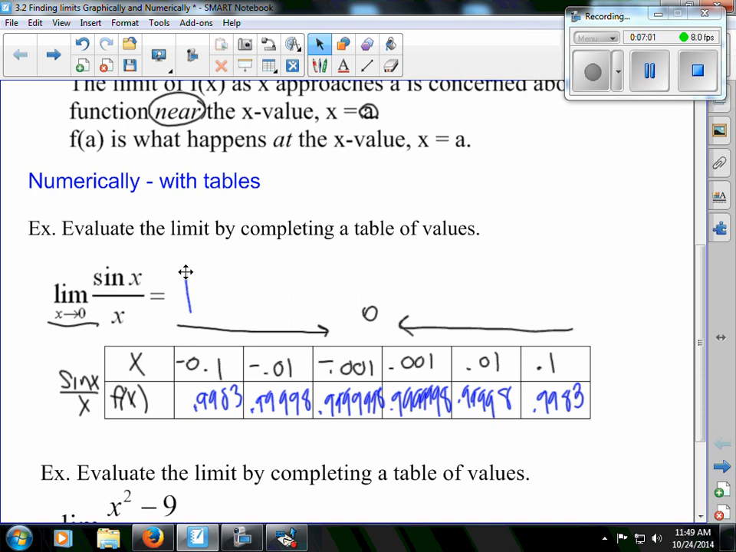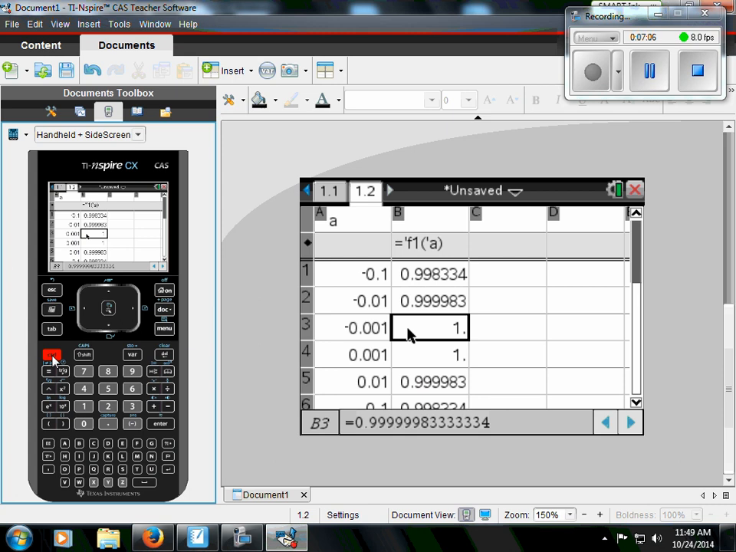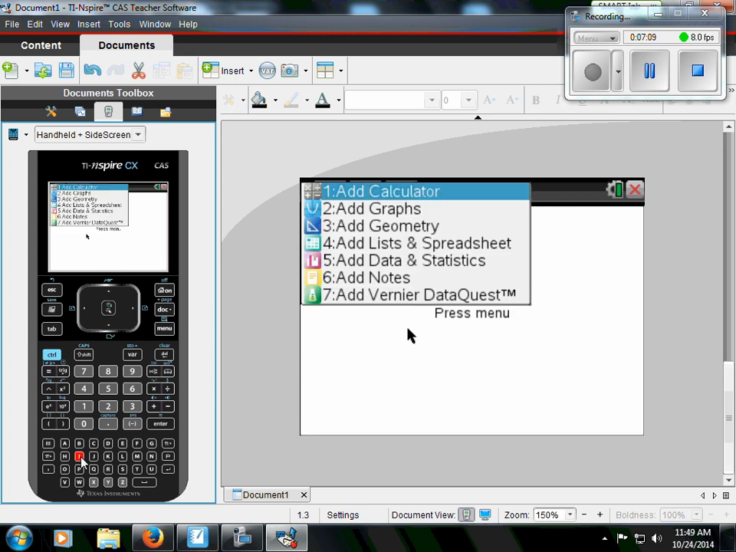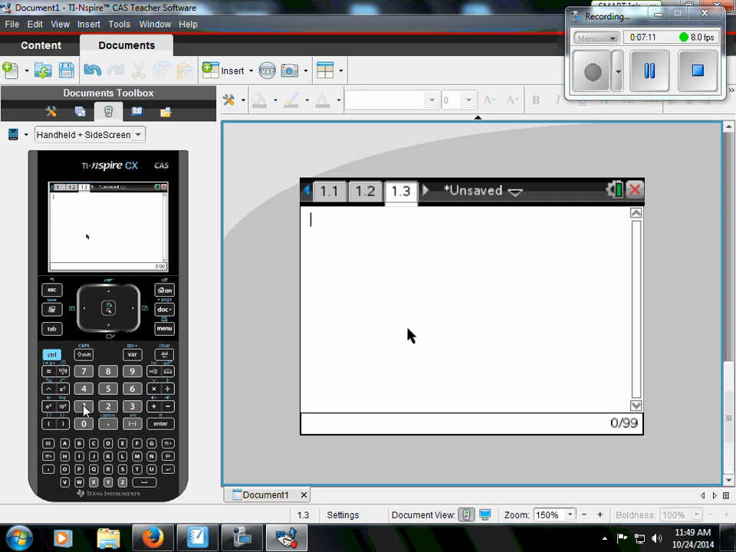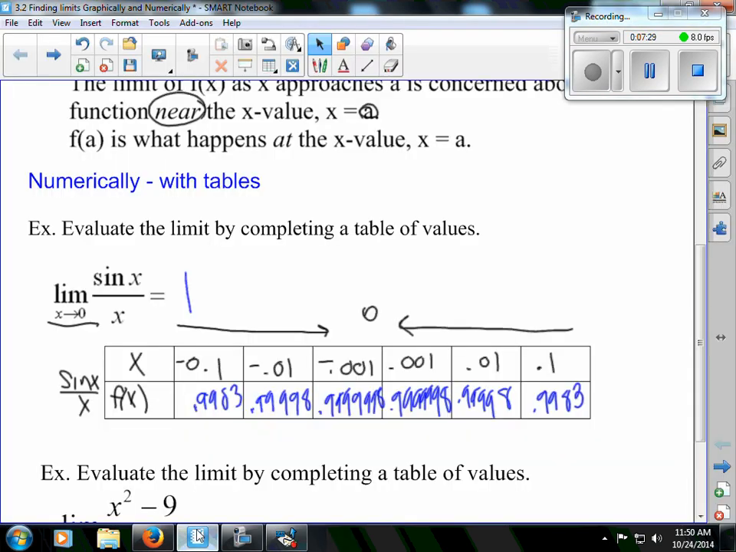I do want to point something very interesting out here. If I insert a calculator page and I try to type in 0 to the function, so f1 of 0, and I'm going to input 0. It is undefined there. There is no value of the function at 0. And this is important to us in calculus because we are not going to be able to find out what the value of the function sine of x over x is at some numbers.